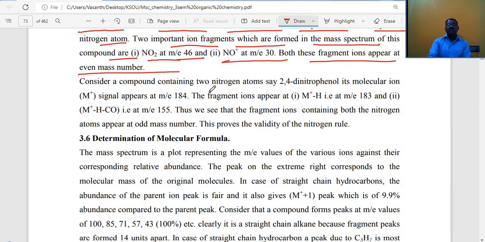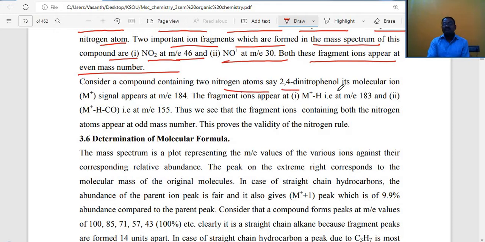We consider another example according to the nitrogen rule, with two nitrogen atoms, say 2,4-dinitrophenol. Its molecular ion M+ signal appears at 184. The fragment ions appear at M+ minus H, here 183, and M+ minus HCO at 155.